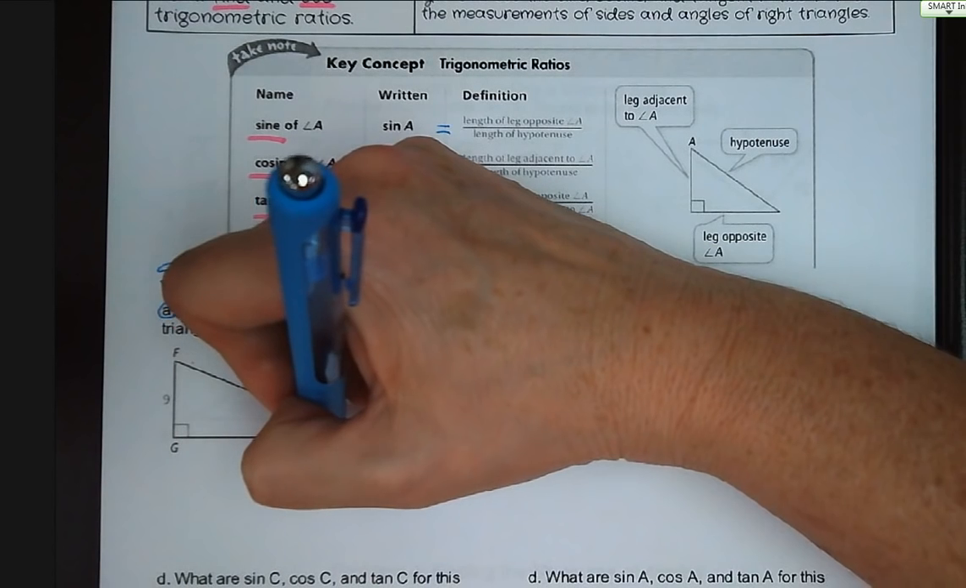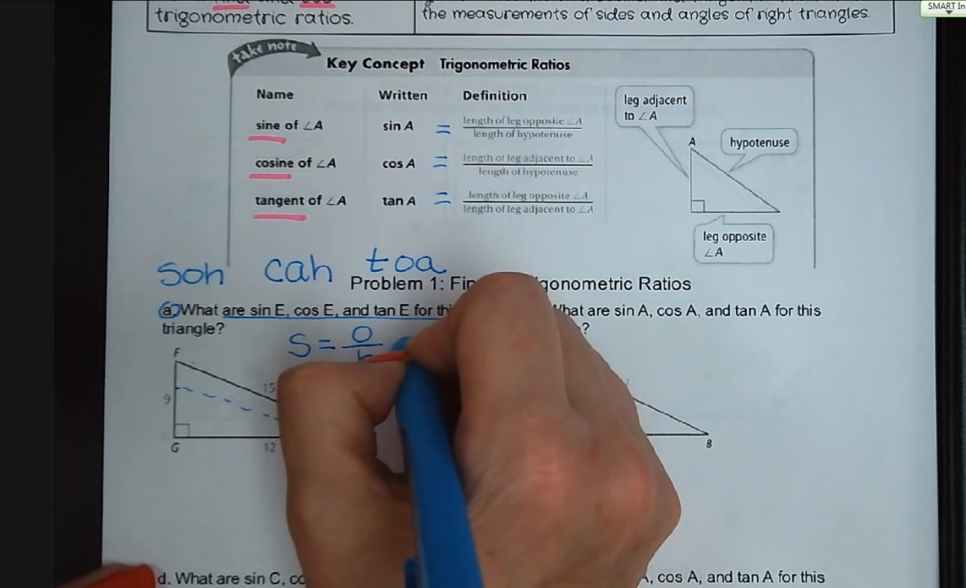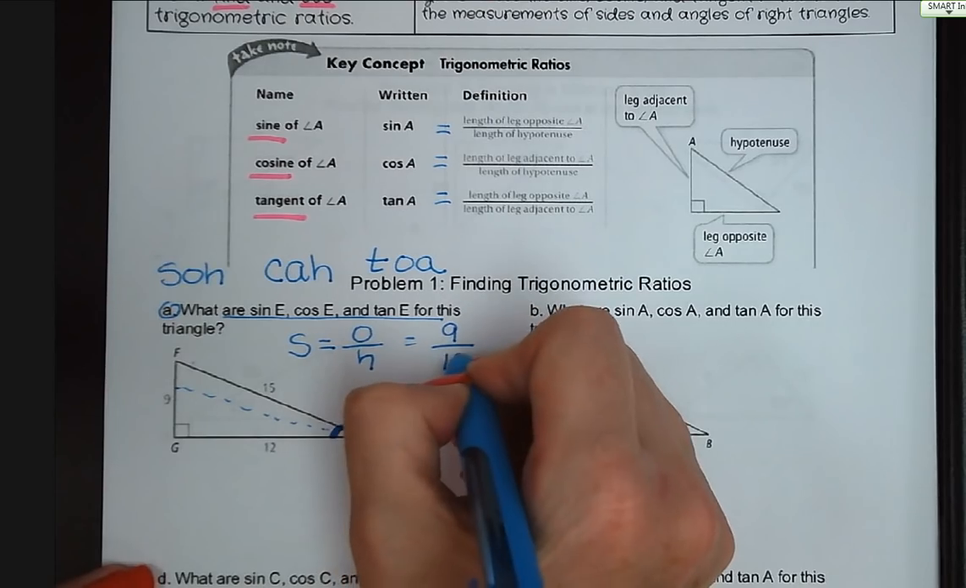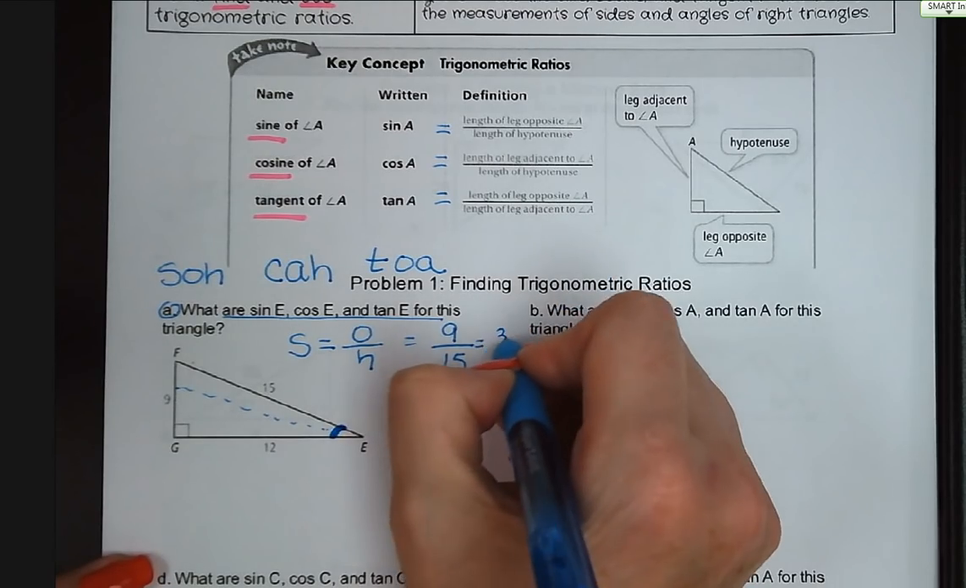Opposite is 9. And our hypotenuse is always the longest side, which is 15. So 9 over 15 can reduce to 3/5.